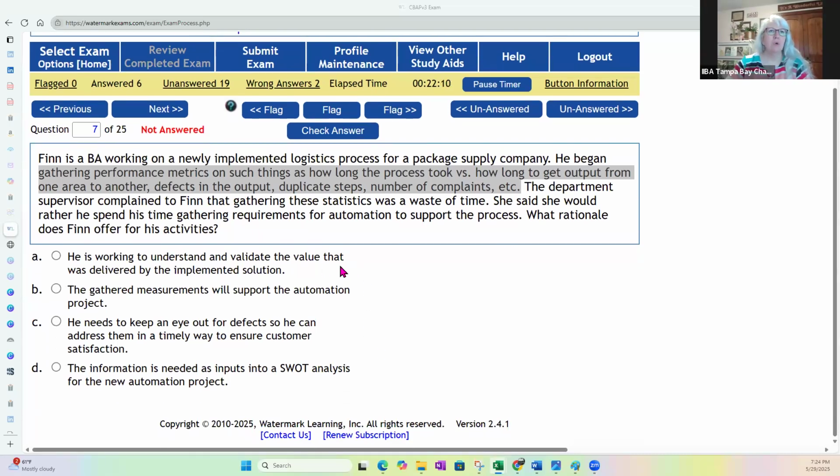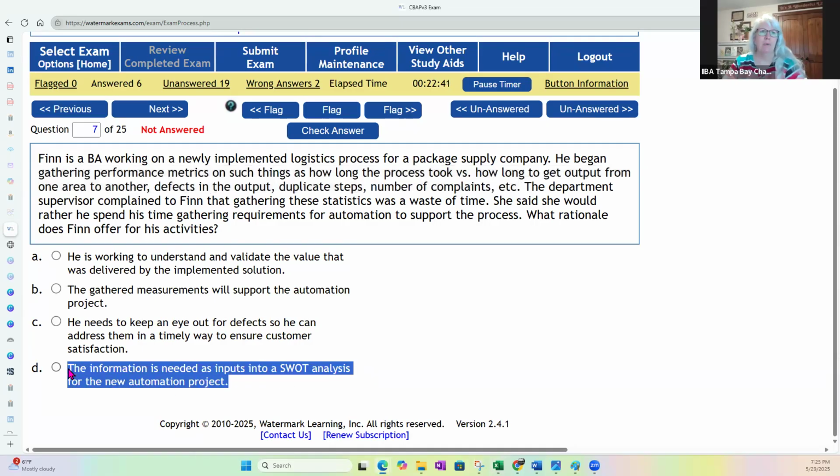Possible answers. He is working to understand and validate the value that was delivered by the implemented solution. The gathered measurements will support the automation project. He needs to keep an eye out for defects so he can address them in a timely way to ensure customer satisfaction. The information he's gathered is input to a SWOT analysis for the new automation project. So let's start with the bottom. What do we think of this answer?